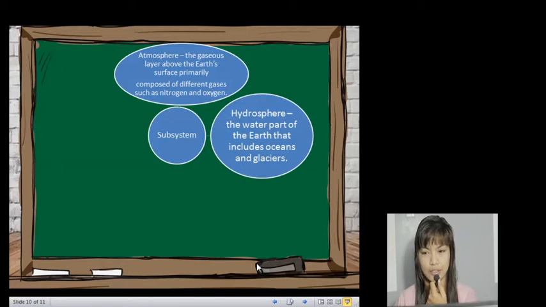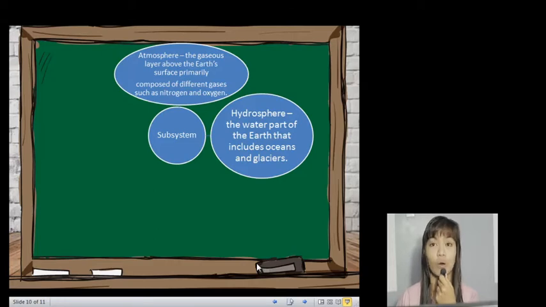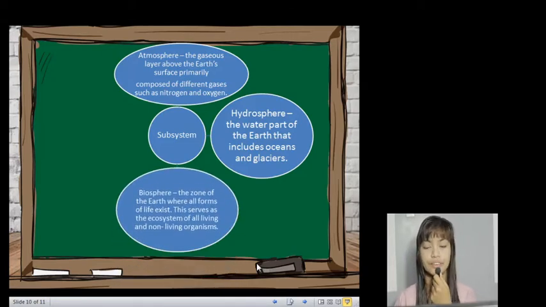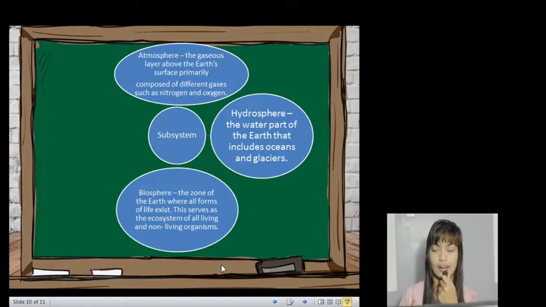Second is the hydrosphere. Hydrosphere is the water part of the Earth that includes oceans and glaciers. And we all know hydrosphere is important because, like what I said, water is very important for all human beings. Third is the biosphere, the zone of the Earth where all forms of life exist. This serves as an ecosystem of all living and non-living organisms. So it's all about ecosystem. So we human beings are included in this biosphere. That's why it's biosphere. Bio means life.